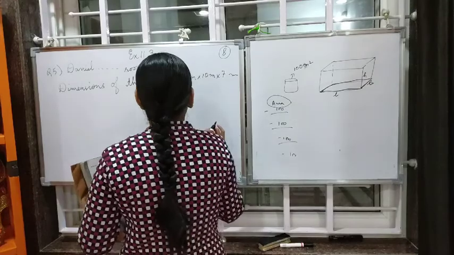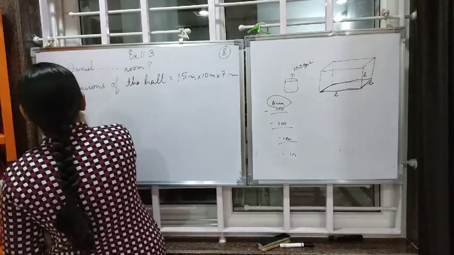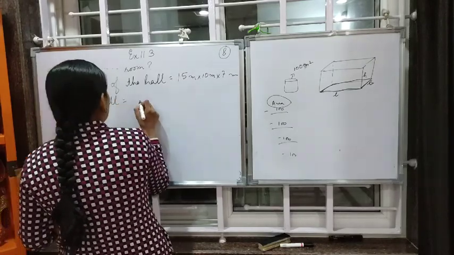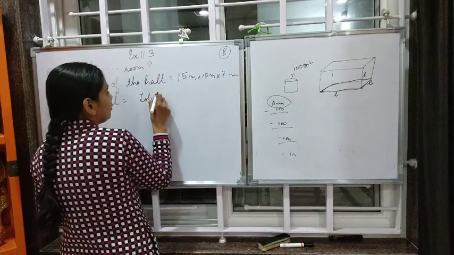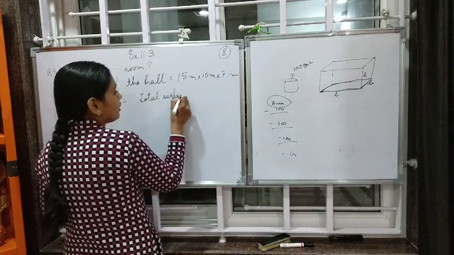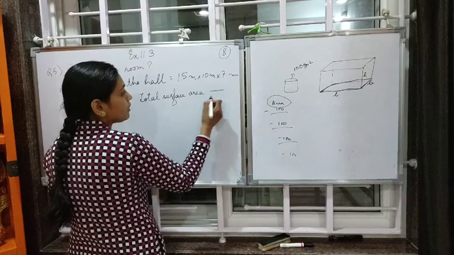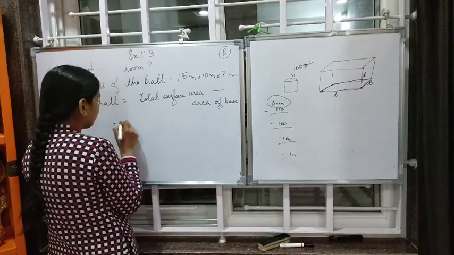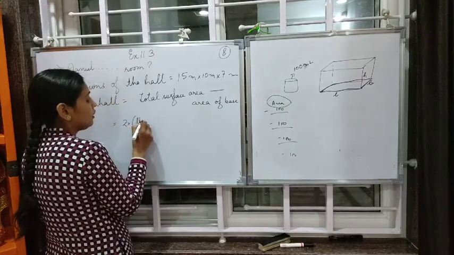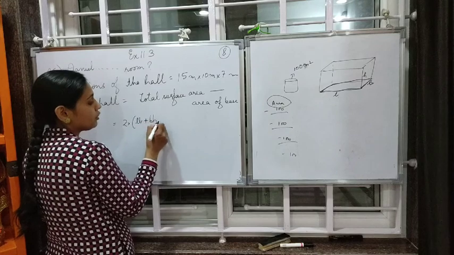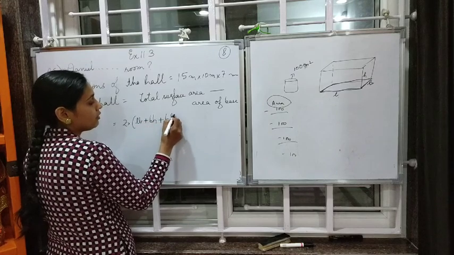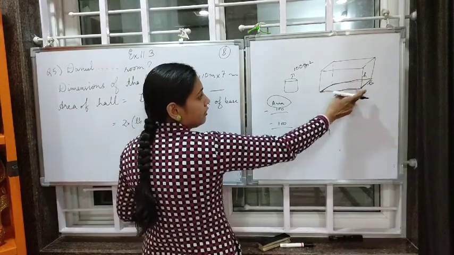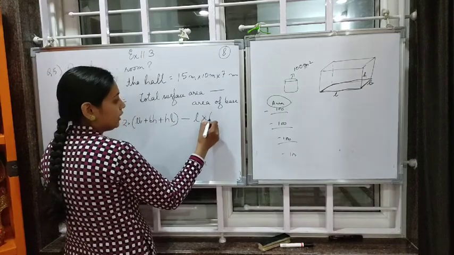Okay. So let's do that. What we have to find out? Area of the hall, which is equal to total surface area minus area of base. Now children, what is the total surface area? 2 times length into breadth plus breadth into height plus height into length, minus area of base. What is the base? This is the base, which is length and breadth. So that is L into B.